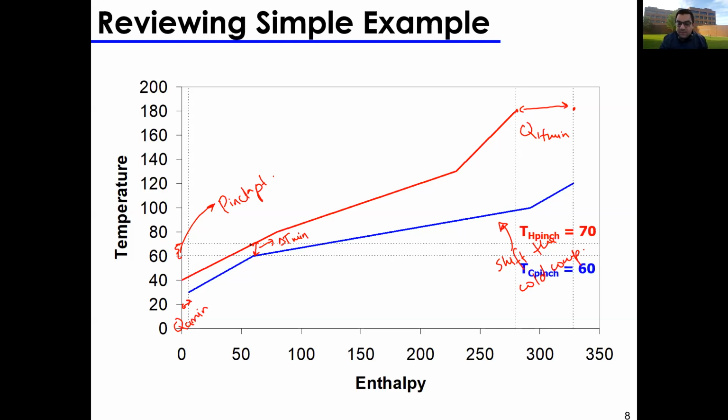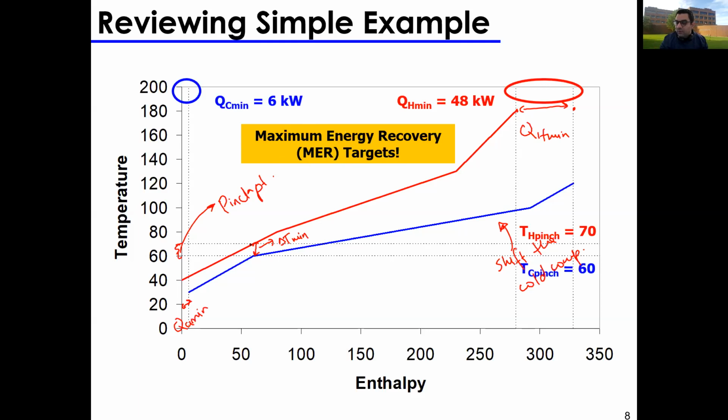So, okay, this is the pinch. This is your QC minimum. This is your QH minimum. And these are referred to as your maximum energy recovery, right? Or your energy recovery targets. So how do I translate this information into a heat exchange network? How do I translate this? I just have 3 numbers.